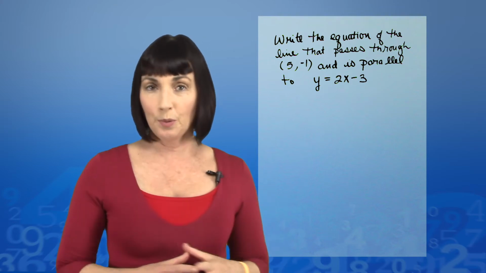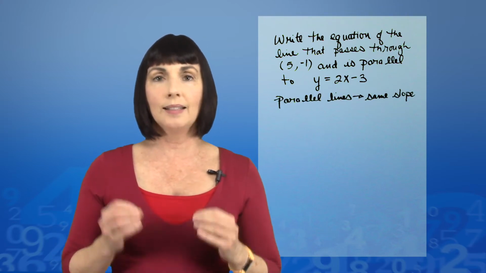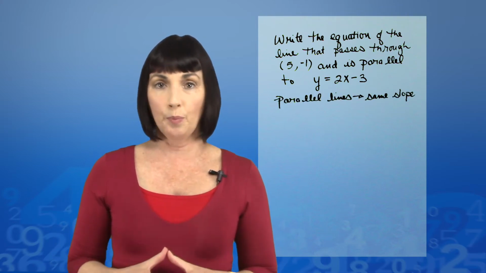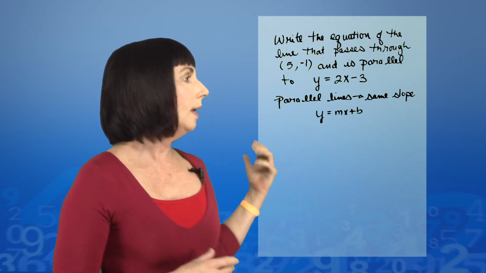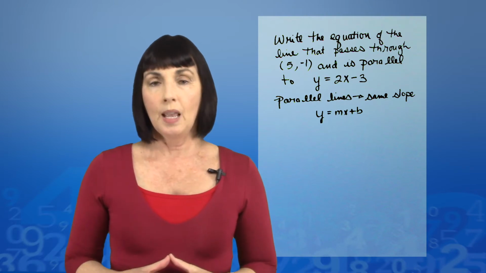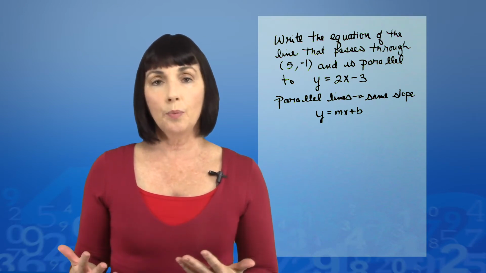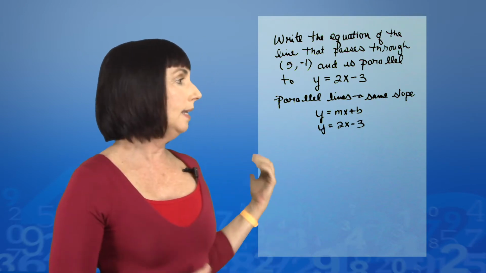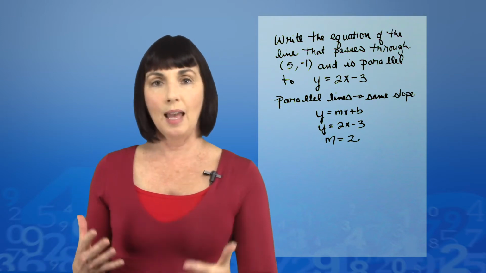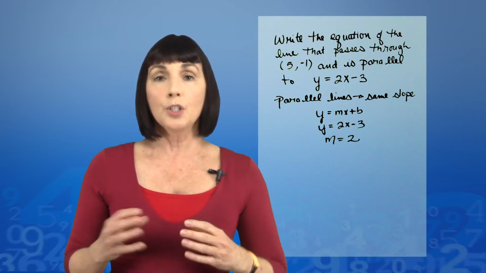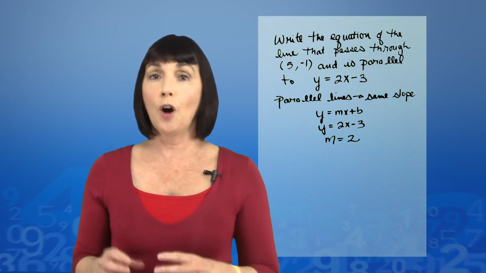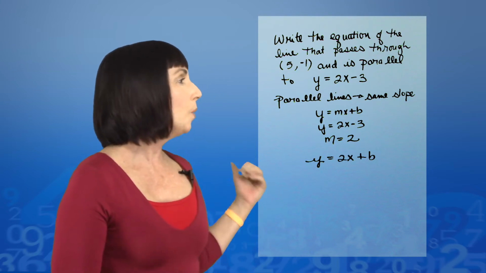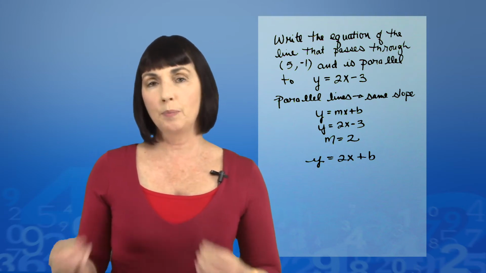Okay, so first we need to remember that parallel lines have the same slope. Now, this line is in slope-intercept form, y equals mx plus b, and m is our slope. So in this case of y equals 2x minus 3, m is equal to 2. So our new line will have a slope of 2. So far for our new line we have y equals 2x plus b.